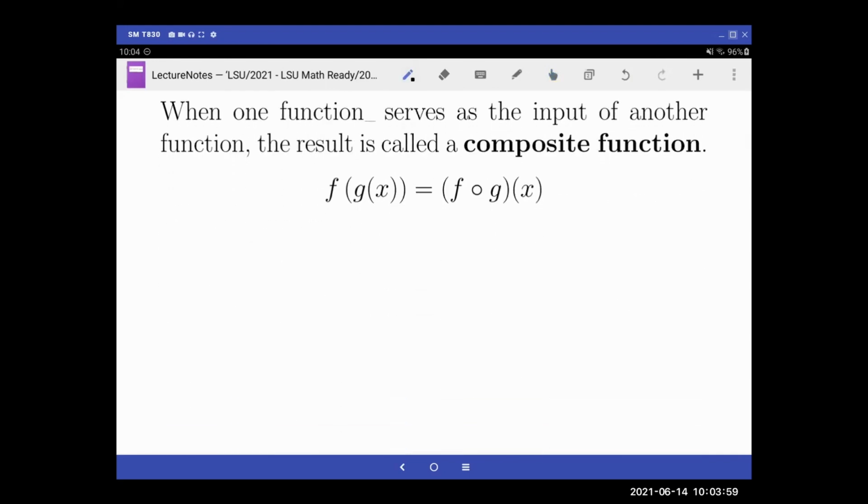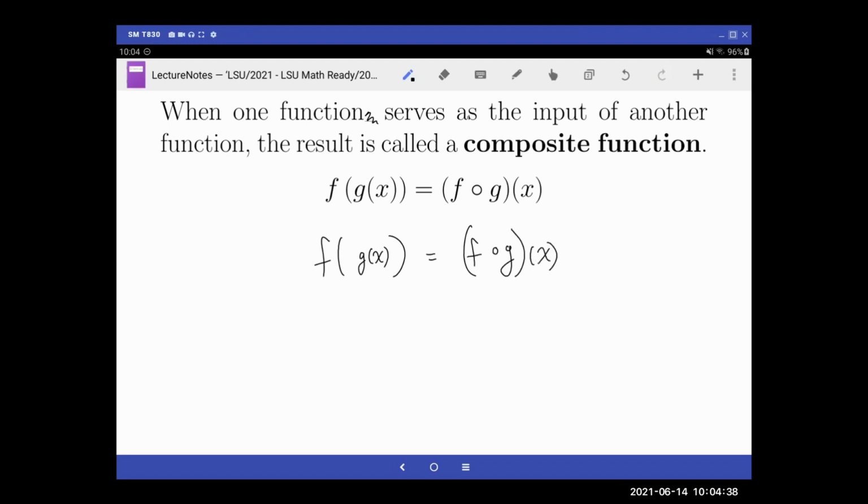We're composing functions. All right, and so I don't know why we have a little blank right here, but we'll just ignore that. When one function serves as the input of another function, the result is called a composite function. Okay, and so here's some notation to keep in mind. Okay, here is the notation that says if you're going to plug a function into another function, so in this case, g of x is being plugged into the function f, then you could notate that as f of g of x.